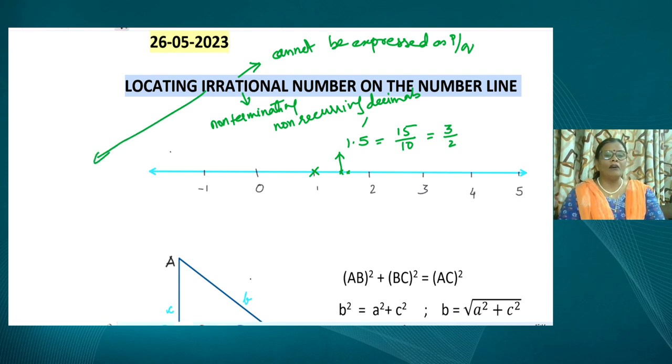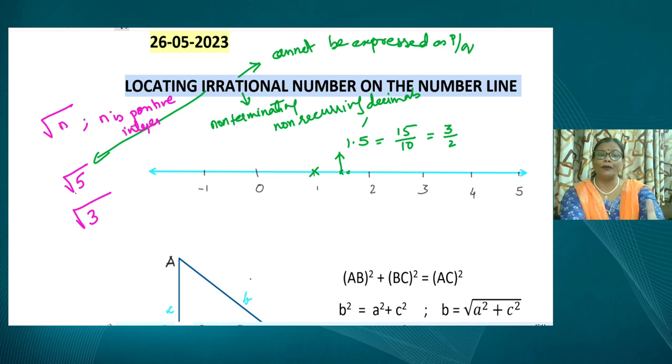Any number in the form of a radical, like under the root 5 or under the root 3, means that what you have under the root is n, where n is a positive integer. I'm taking just a positive integer to help you understand certain things, but it's not necessary that it has to be positive. You can even have under the root of 3.1 or under the root of 5.0001. All these numbers are treated as irrational numbers.